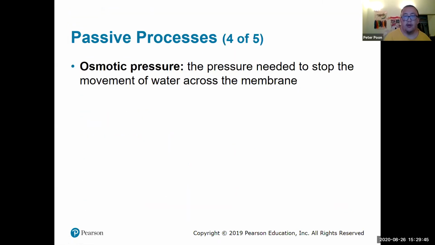Okay, so porins are the channels that allow water to go through. Osmotic pressure is the pressure needed to stop the movement of water across the membrane. Remember I told you that thing about the cell wall holding the bacteria in? The cell wall exerts pressure which goes against the osmotic pressure.